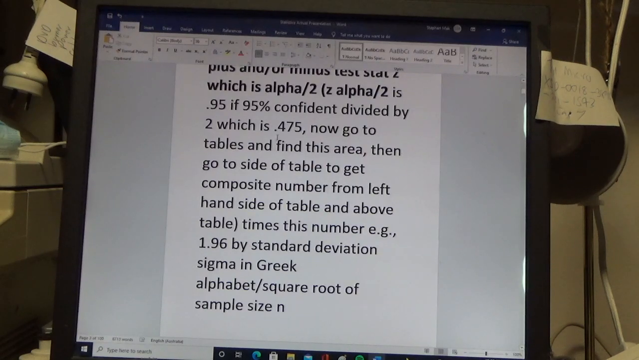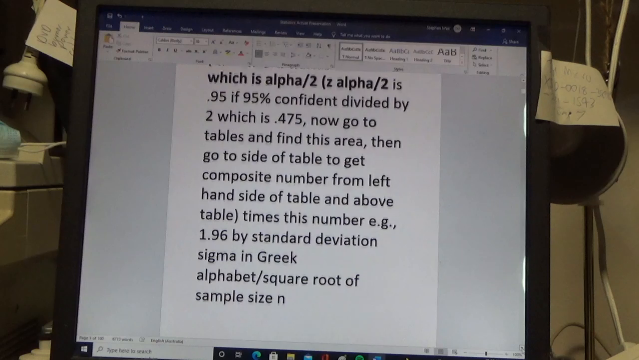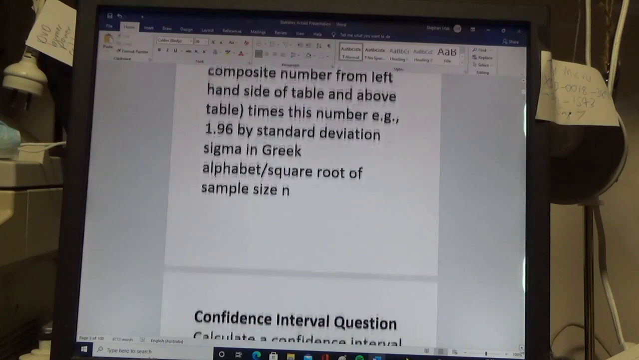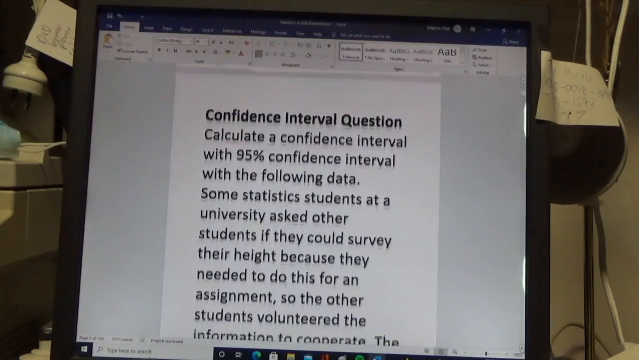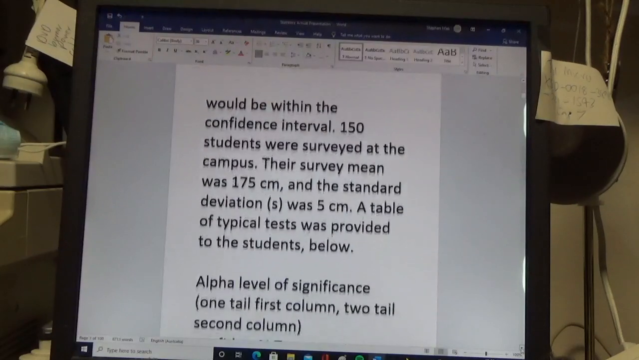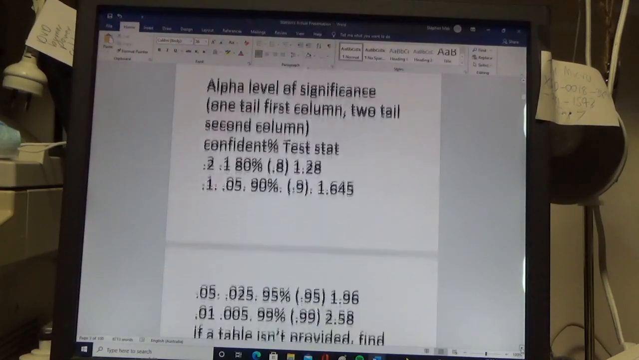Also, you know how to find critical values. Go to an area under the curve and go to the left to get the 2 left-hand numbers, put it together with the top number at the top of the table. For example, 1.9 and 6 is on the top of the table where level of significance is. And just whizzing through this for relevant bits.